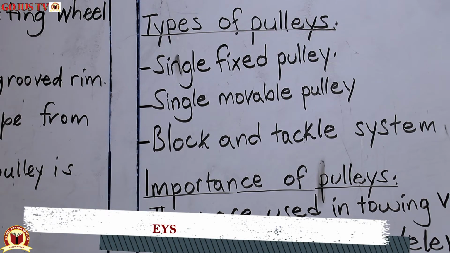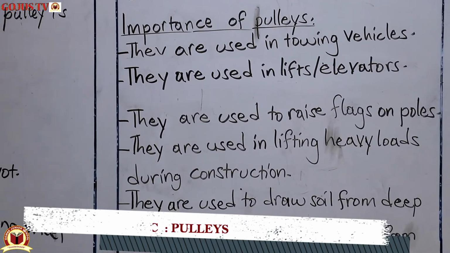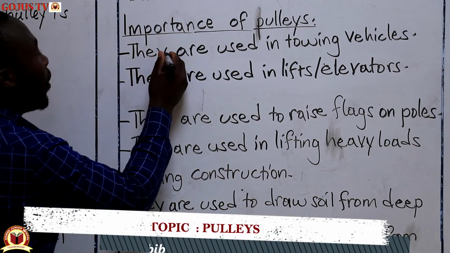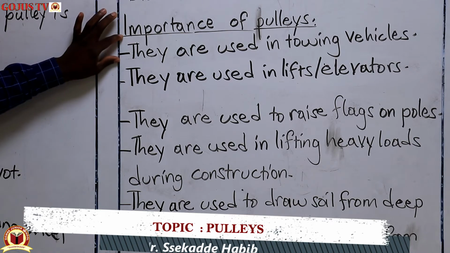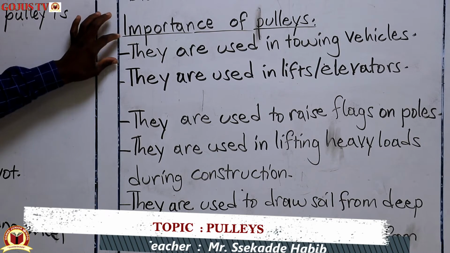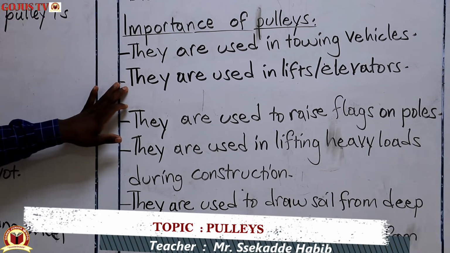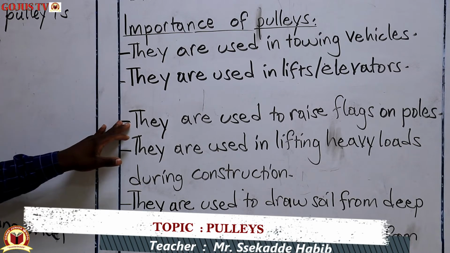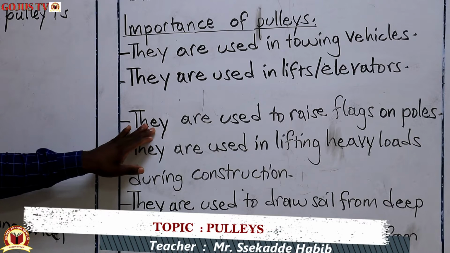Now, after looking at all these types of pulleys, we come to look at how they are important in our daily life. One, they are used in towing vehicles. The breakdown cars or vehicles that help to tow vehicles that are stranded on the way use a pulley system. Then they are used in lifts or elevators. They are used to raise flags on poles. Or we can say they are used to hoist flags on poles.